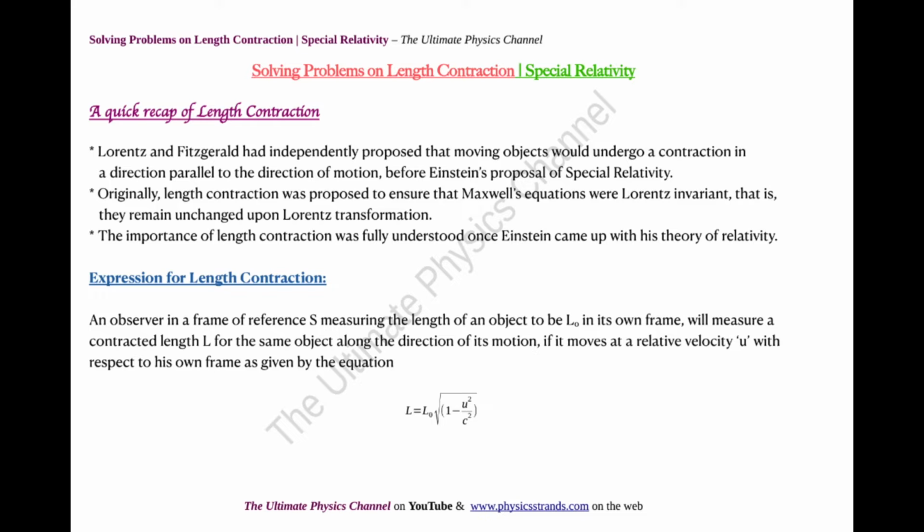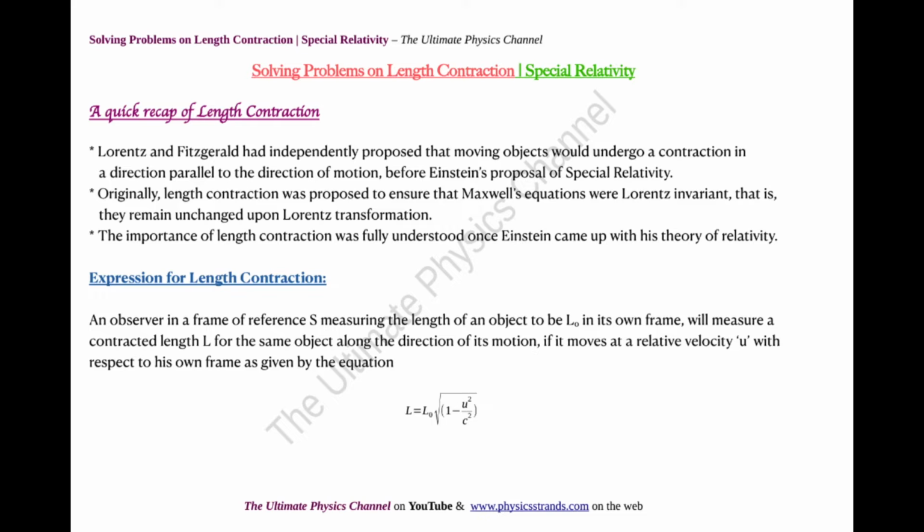Lorentz and Fitzgerald had independently proposed that moving objects would undergo a contraction in a direction parallel to the direction of the motion, before even Einstein proposed the special theory of relativity. Originally, length contraction was proposed to ensure that Maxwell's equations were Lorentz invariant, that is, they remain unchanged upon Lorentz transformation. The importance of length contraction was fully understood once Einstein came up with the theory of relativity. So it beautifully fit into the special theory of relativity.